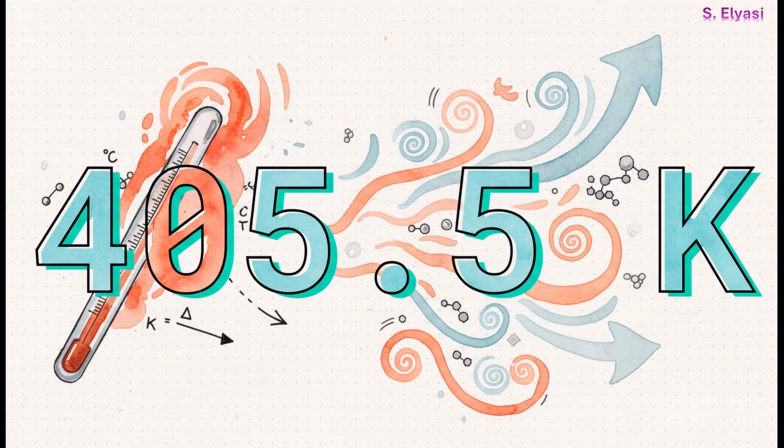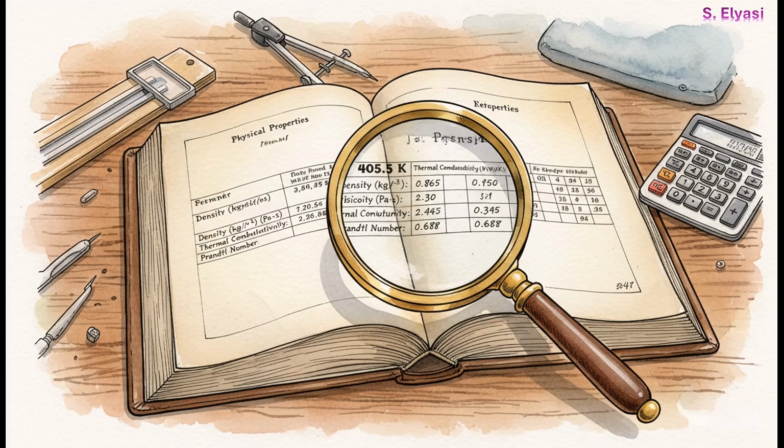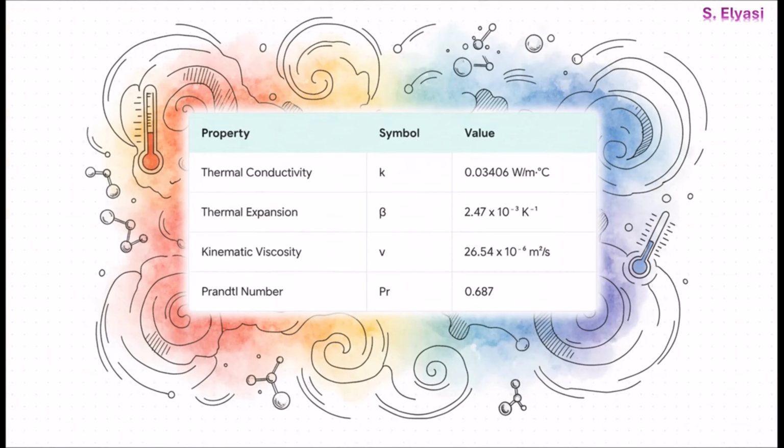Now, this is really important. We have to convert this to Kelvin, so 405.5 K. We have to do this because a lot of our property calculations, especially for that thermal expansion coefficient, rely on an absolute temperature scale. Okay, now that we have our film temperature, we can do what engineers do all the time. We go to the appendix in a textbook, or more likely these days, a digital database, to find the physical properties of air at precisely 405.5 Kelvin. And here they are. We've got K, the thermal conductivity, beta, our expansion coefficient, nu, the kinematic viscosity, and the Prandtl number, Pr.